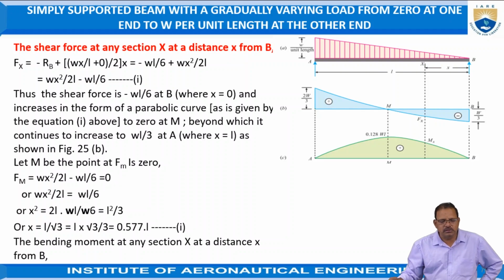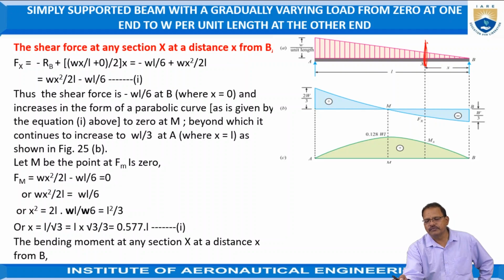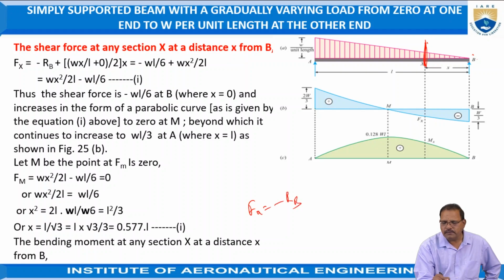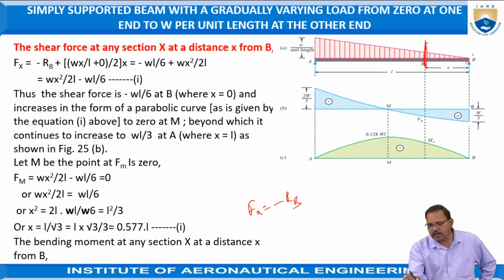The shear force at any section X, at a distance of X from B: assume the section here at a distance of X. The reaction RB is acting in the upward direction, so we require a minus sign. At a distance of X, the shear force, generally called Fx, is equal to minus RB, because it is acting upward toward the right side, hence negative.